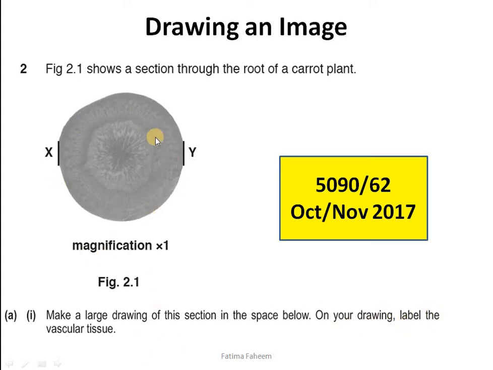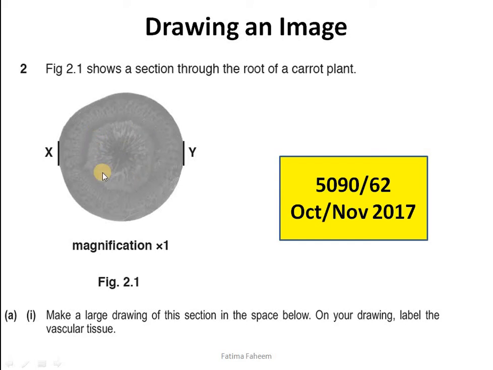So now if you see here, you are being given the section through the root of a carrot plant. This is from the November paper 2017. The variant is 6-2, and you are being given here a section of a carrot plant, the root of the carrot plant, and you are being asked to label vascular tissues. Now if you see, the vascular tissues are not clearly made here.